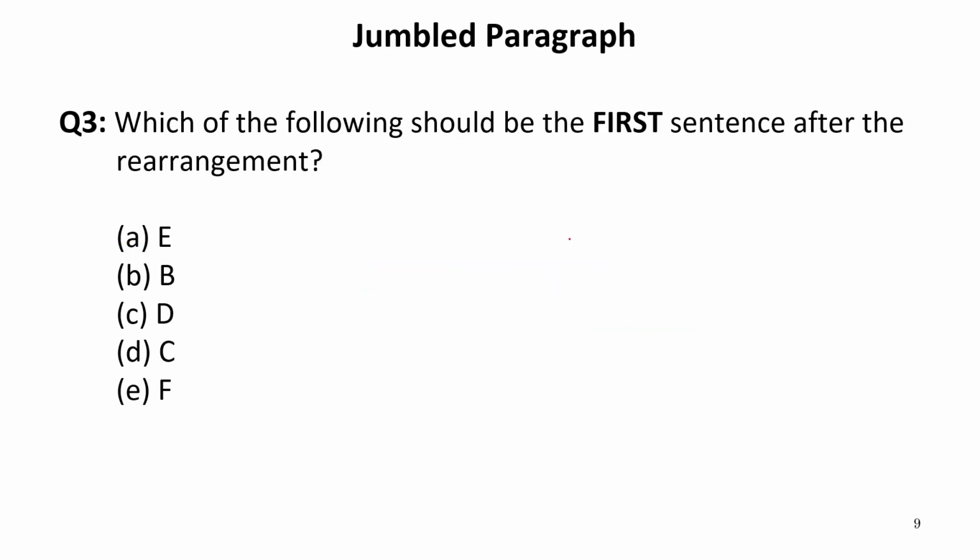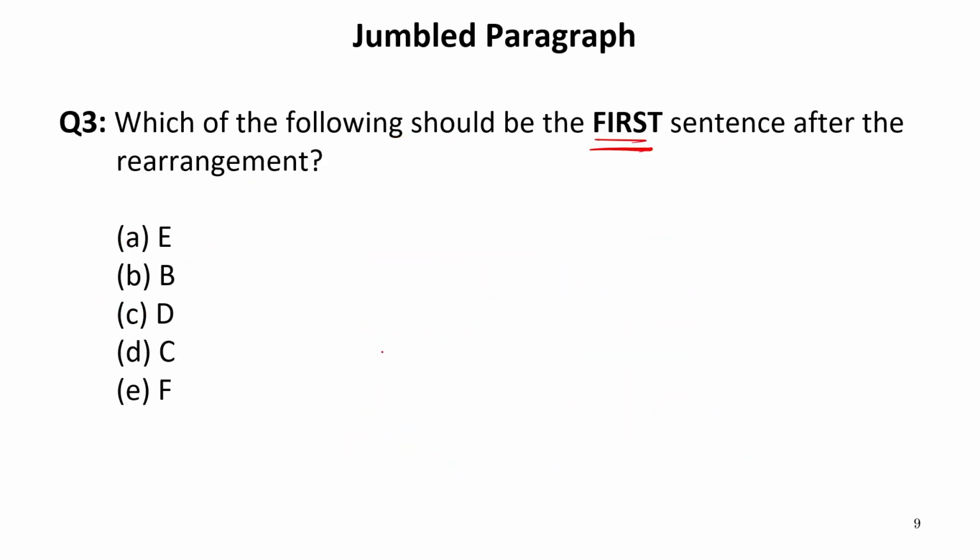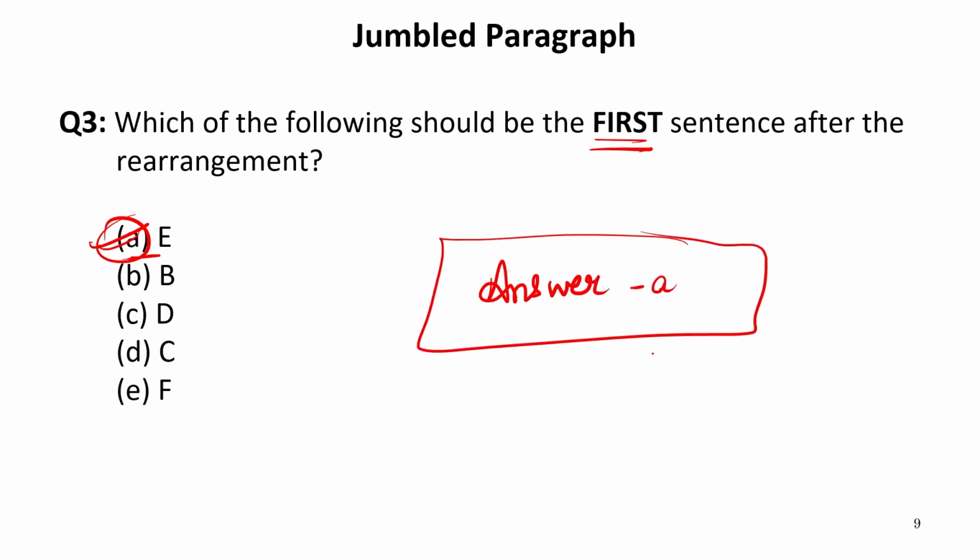Now let us move to the next question. We have been asked about the first sentence after rearrangement. So let us see the rearrangement again. The sequence's first sentence is E. Now let us see in the options where this E has been given to us. It is given on the first position. That means our answer is A. That is, the first sentence of the sequence after the rearrangement is E.